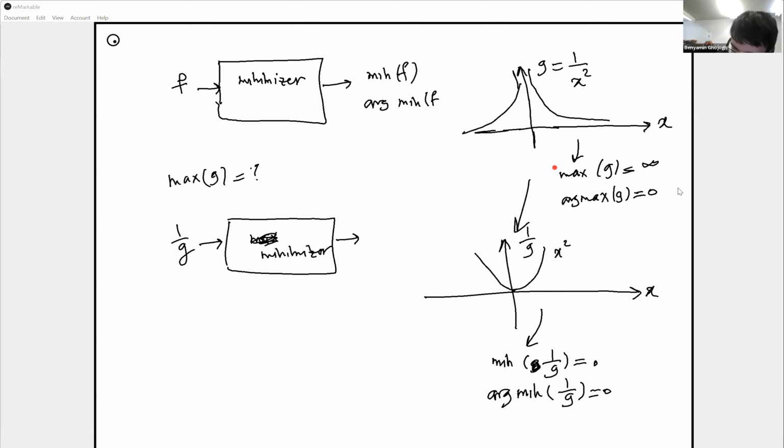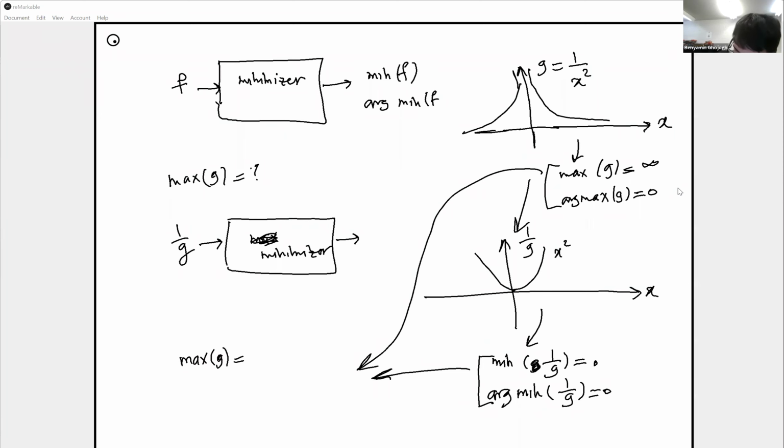Okay, how do we relate these two to these? You tell me. Max of g, which is infinity, is, I think, 1 over min of 1 over g. Is that correct? Now let's talk about argmin and argmax. Did you understand what I meant by min and max? Okay. So now let's go to argmax.